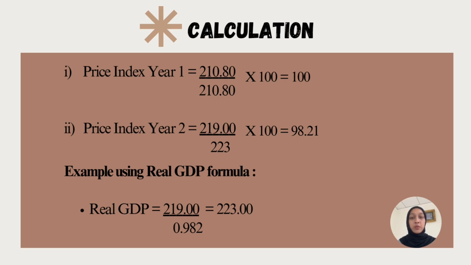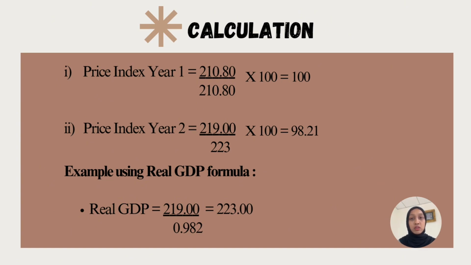Firstly, I want to explain that the price in year 1 is 210.80 divided by 210.80 and multiplied by 100 equals 100. The second is the price in year 2 is 219 divided by 223 and multiplied by 100 is equal to 98.21. Finally, real GDP can also be calculated using this formula, which is 219.00 divided by 0.982 is equal to 223.